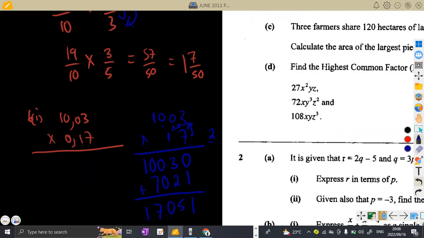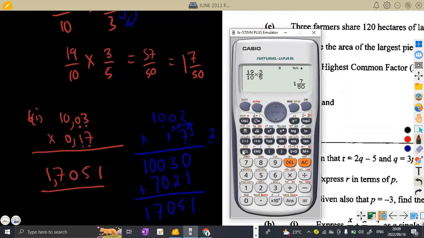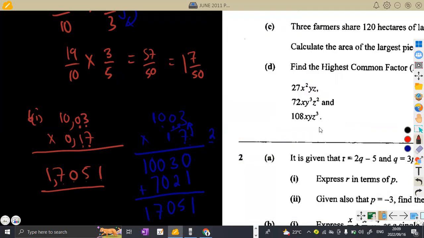Okay. Now, on our answer, we're going to cross-check the number of decimal places. We've got 17051. Our decimal places are going to be 1, 2, 3, 4. So our answer is going to be 1,7051. So that's it. We can even cross-check, paper 2, guys. You cross-check also on your calculator: 10,03 times 0,17. You just cross-check your answer. You see that's the answer that you got. So that is the idea there.